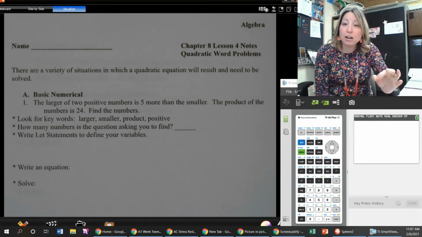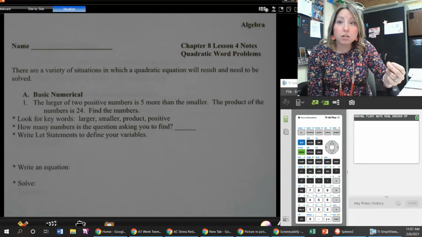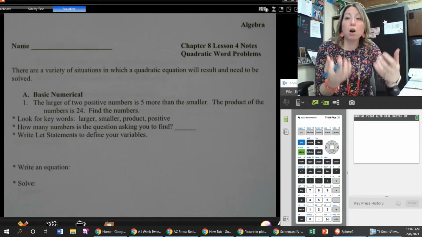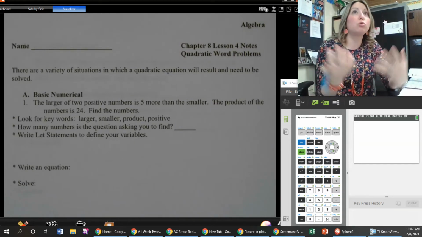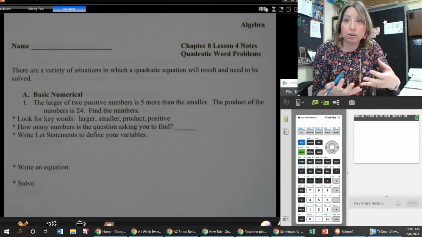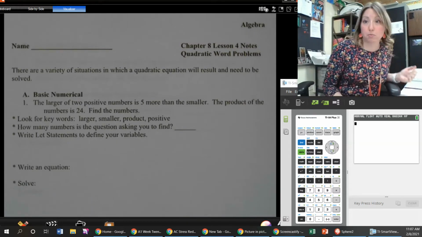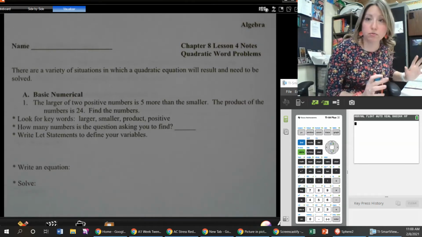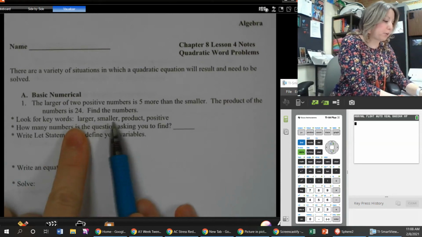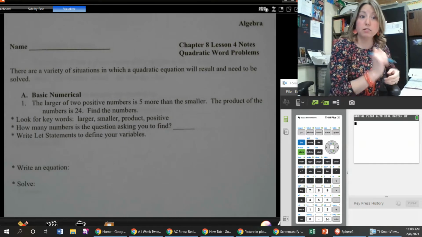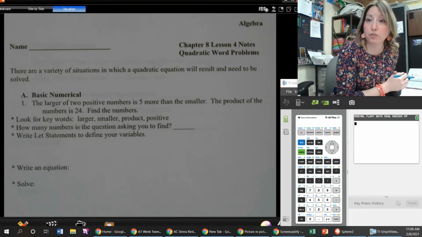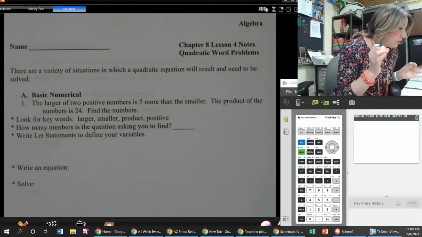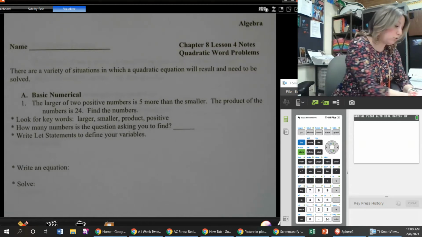The fact that it says product instead of sum, product means to multiply. So the fact that we are multiplying two unknowns is going to square, and that's where that x squared piece is going to come from and how I know it's going to be a quadratic. Let's go through it: we got a larger, we got a smaller, we got a product, we got positive. Larger of two positive numbers is 5 more than the smaller. Positive will be helpful, I'll show you why at the end. How many numbers is the question asking us to find? 2 of them. We need to find 2 numbers at the end.